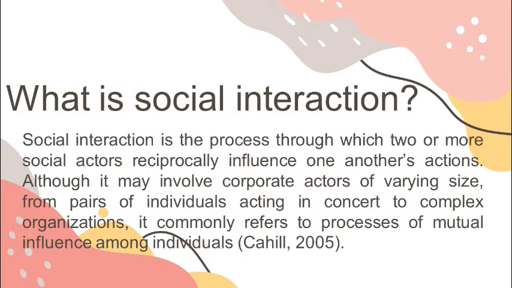What is social interaction? According to Cahill 2005, social interaction is the process through which two or more social actors reciprocally influence one another's actions. Although it may involve corporate actors of varying size, from pairs of individuals acting in concert to complex organizations, it commonly refers to processes of mutual influence among individuals.